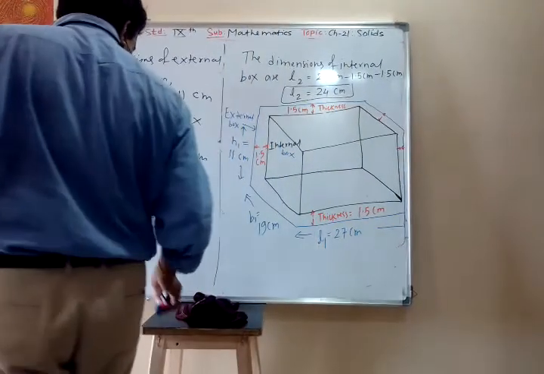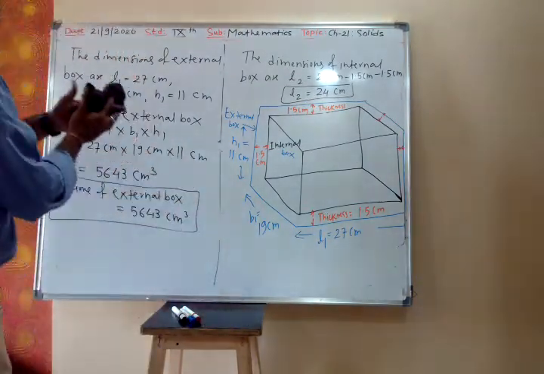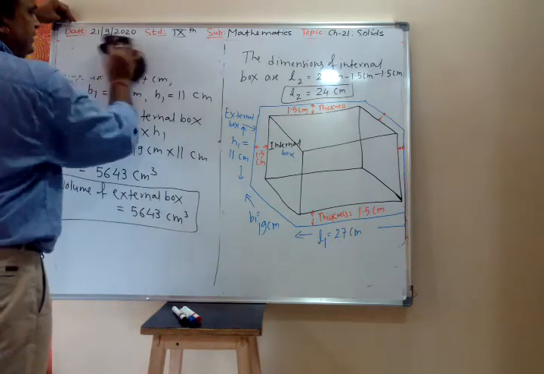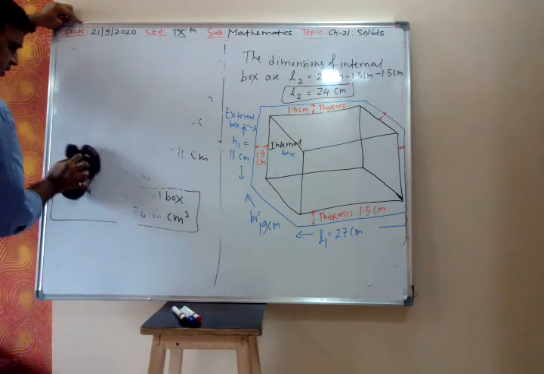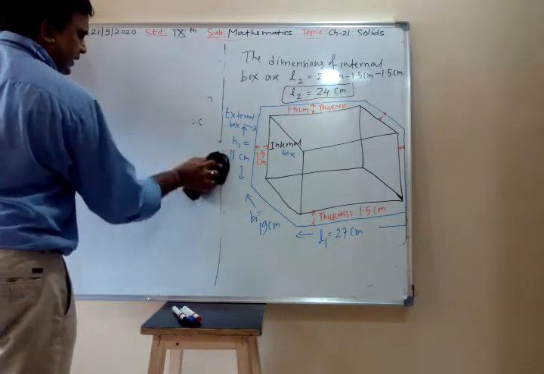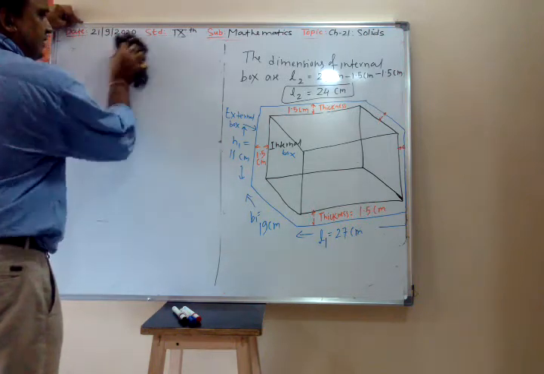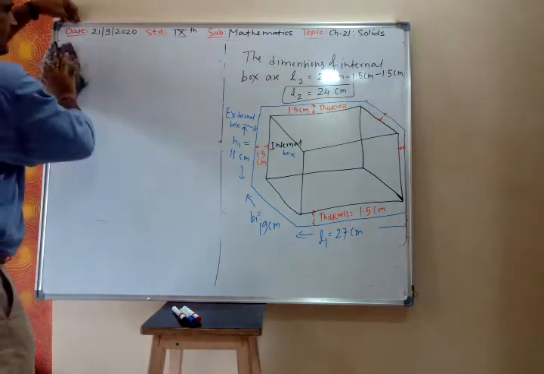From the external dimension we subtract the thickness of both the ends. You have to remember this. External length is 27, and from that we subtract the thickness at both the ends.